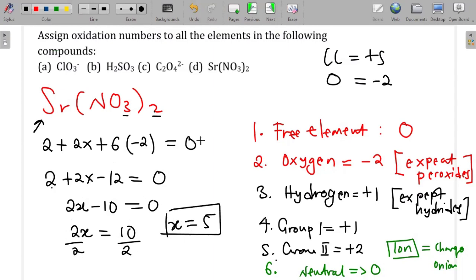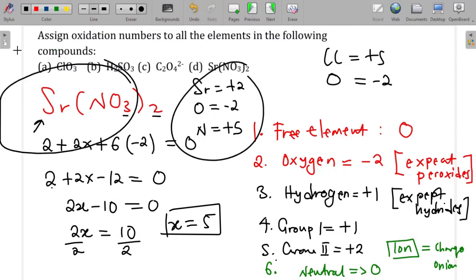So meaning that my oxidation number for Sr, we already know it's positive 2. For oxygen, it's minus 2. But for the nitrogen now, it's simply what? Plus 5. Okay, for this particular compound that we have there. All right, so we are done.